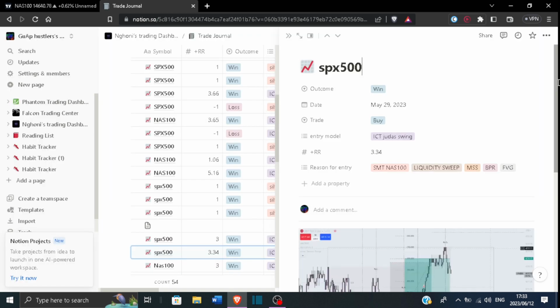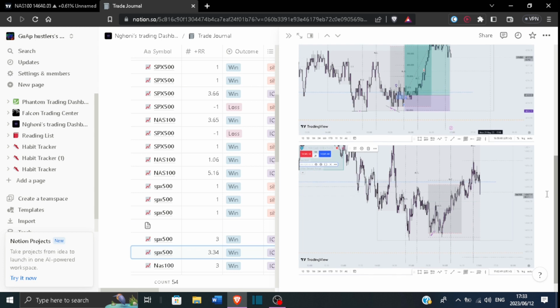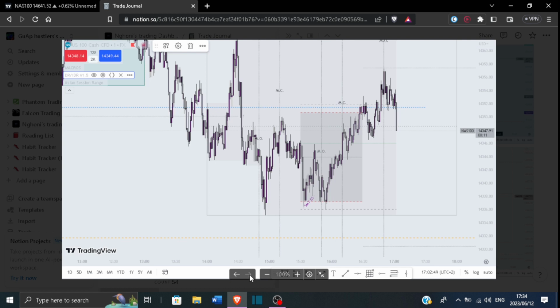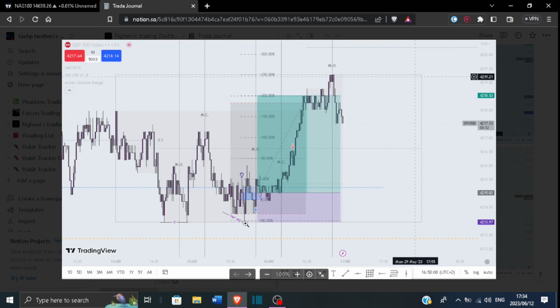This was on the 29th of May. Another example of SMT divergence. So the market opened here. The 9:30 opened over here in the gray section. We went lower, went higher, then went lower again. So we made a lower low and we swept this liquidity over here that we had just made. So if we look at US 100, NAS 100 here, at that exact same period, we had made a higher low. But on SPX 500, we had made a lower low.